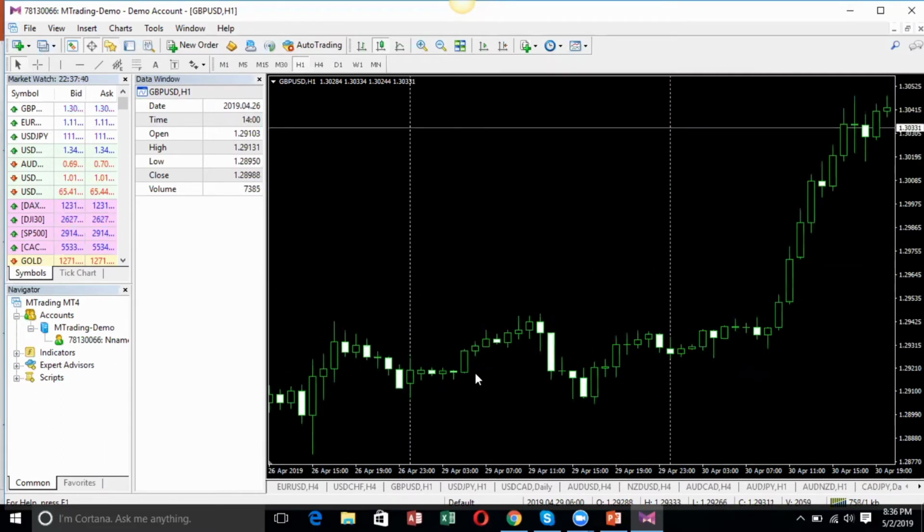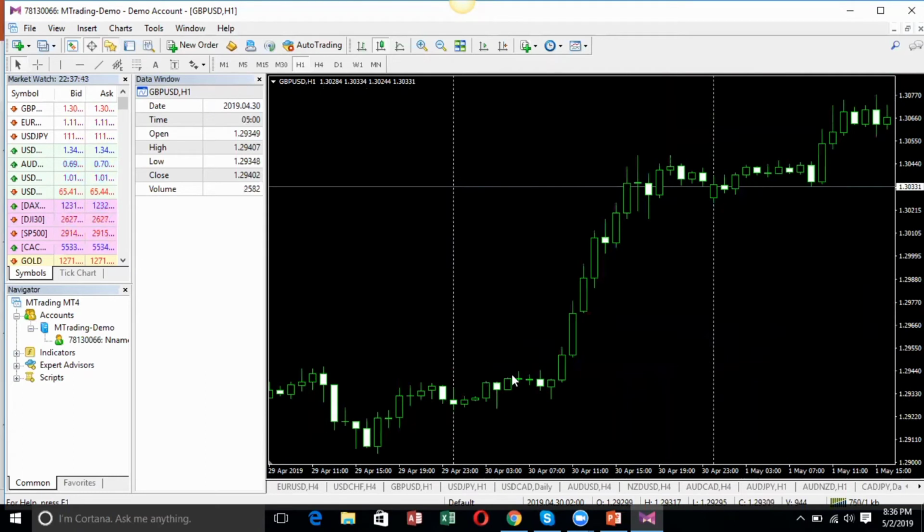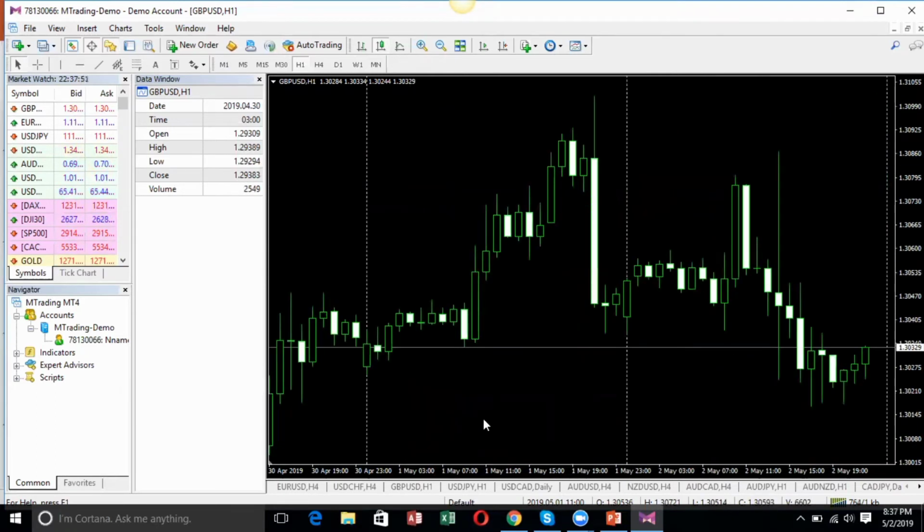Then, can you see this is also a doji? This is also a doji. Are we following? So, this is also a doji.